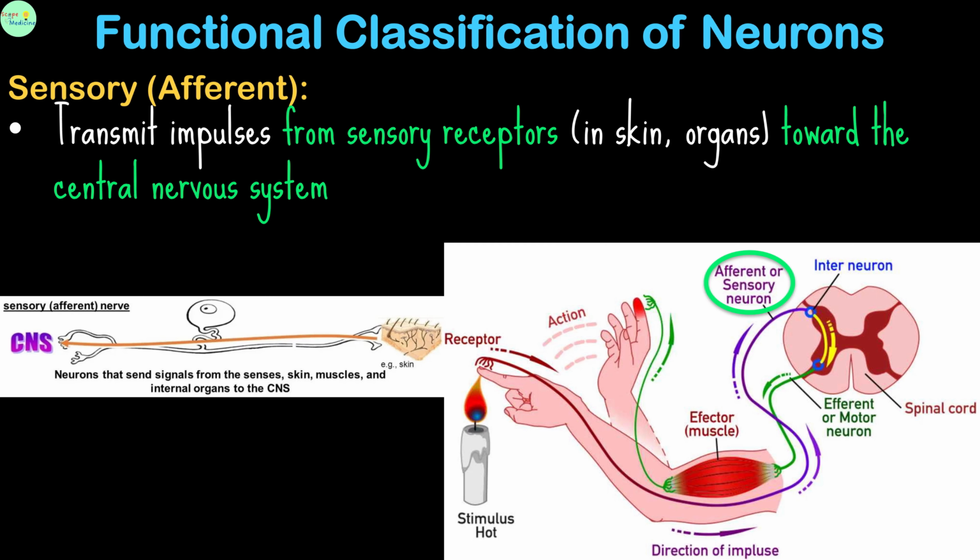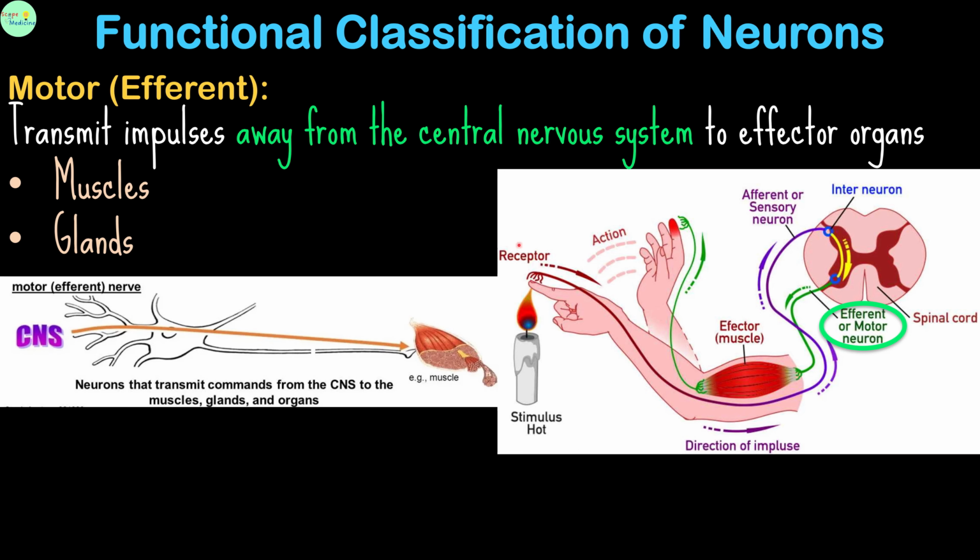Functionally, neurons are classified by the direction in which they conduct nerve impulses relative to the central nervous system. Sensory neurons, also called afferent neurons, are specialized to detect stimuli from the internal or external environment. They transmit these sensory impulses from receptors in the skin, muscles, and organs toward the central nervous system for processing. Motor neurons, or efferent neurons, carry command signals away from the central nervous system to effector organs, namely muscles and glands, to elicit a response such as contraction or secretion.